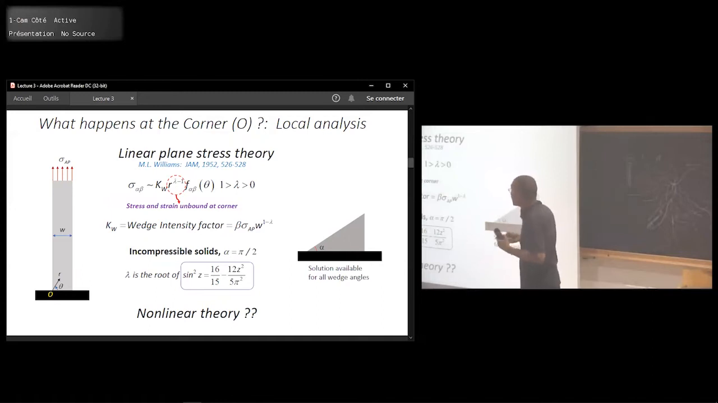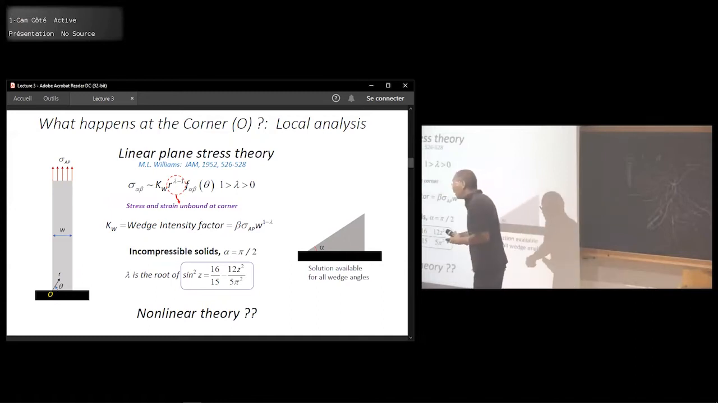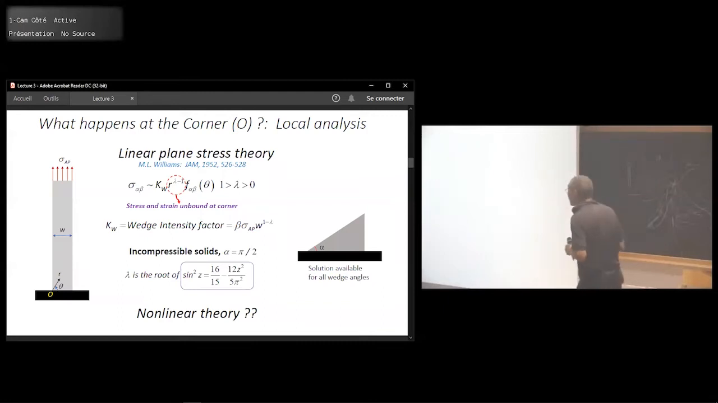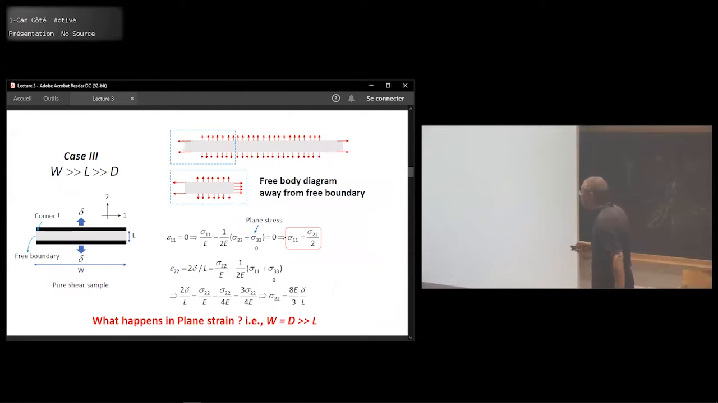So if you want to consider an elastic-plastic material, then you'll have a different singularity because near the edge, it yields. And now you have to ask yourself whether the material hardened or not, and so on. But this is a linear isotropic elastic solid. So I'm not going to talk about case 3 yet.